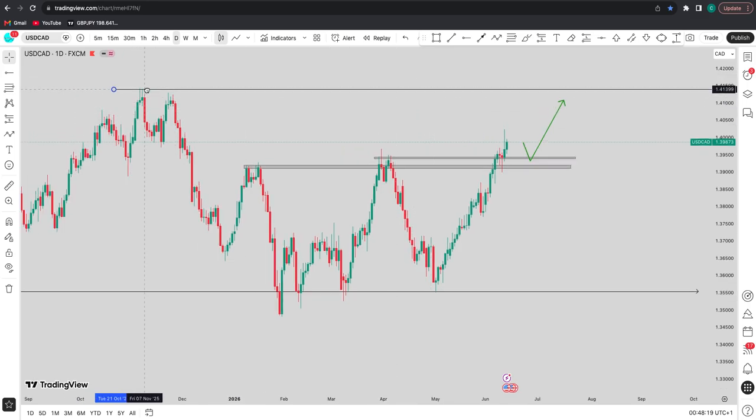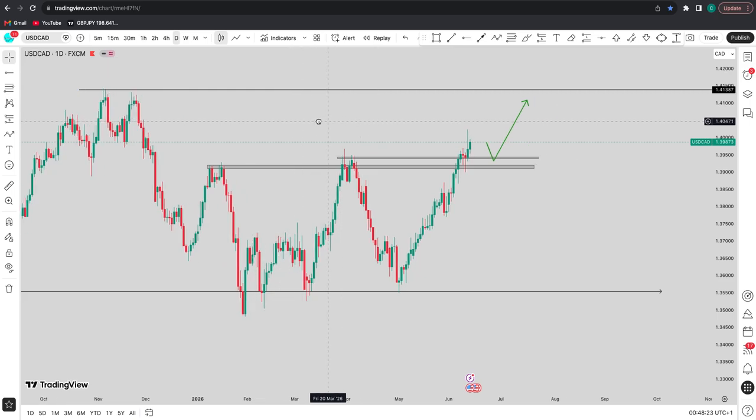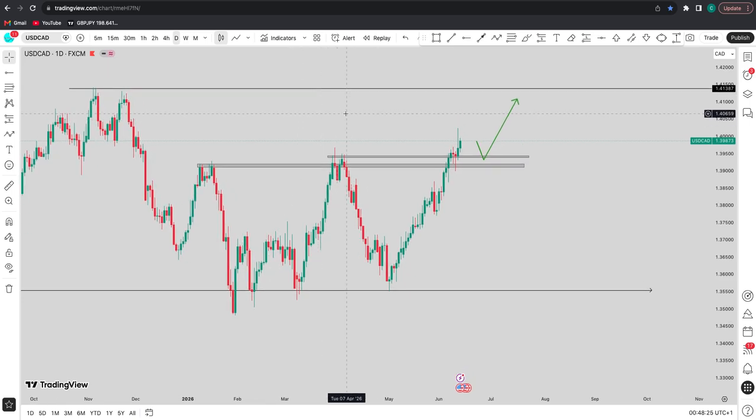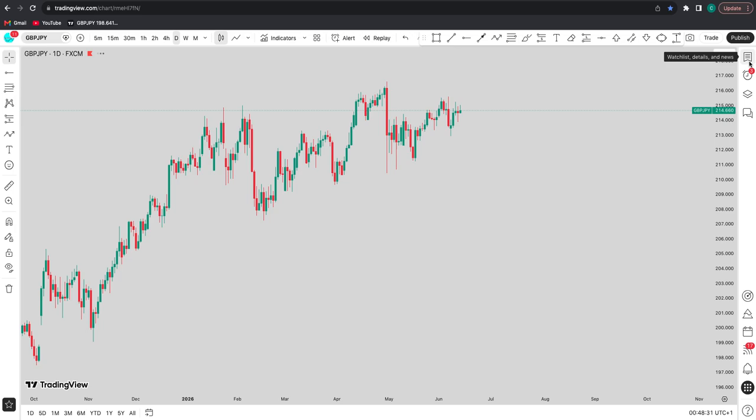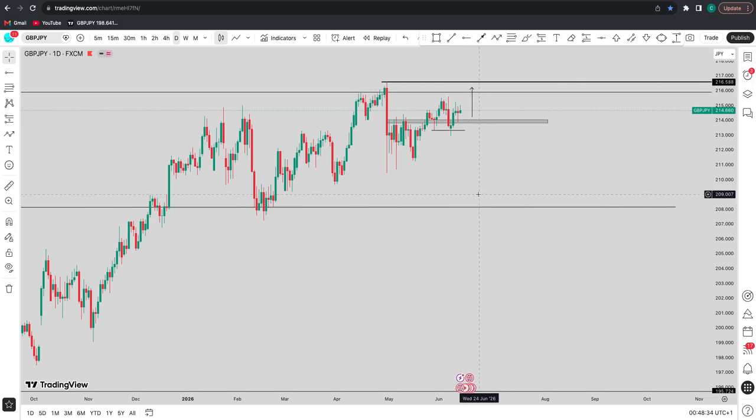back into this resistance level of 1.41387. So on USD CAD, bullish or nothing. So next on our list we have GBP JPY. GBP JPY has been consolidating a lot around this level.